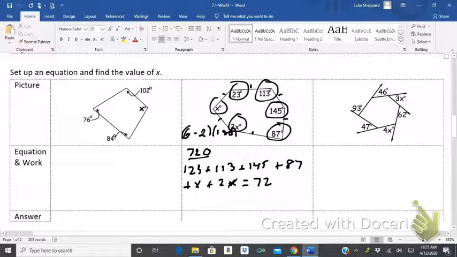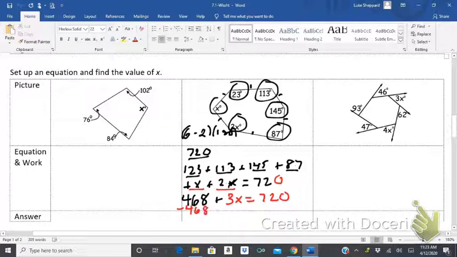So now I just have to figure out the algebra. Okay? So I'm going to combine all of these numbers together because they're like terms, which is equal to 468. If you don't believe me, use your calculator. And then I'm going to combine all of these x terms together, so that's 3x, and that's going to equal 720. I'm going to subtract 468. And when I subtract 468, I'm going to end up with 3x equals 720 minus 468, which is 252. Divide by 3, and I get x equals 84.